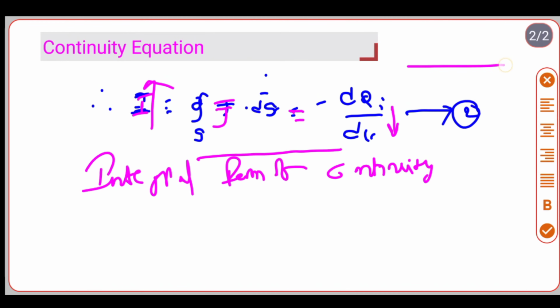Continuity equation of current. Suppose in case of a pipe, or a tank: how much water is decreased inside the tank, that is the flow of water inside the pipe. That is the pipe continuity equation. That is the transportation continuity equation.